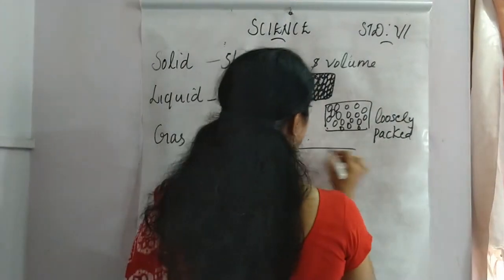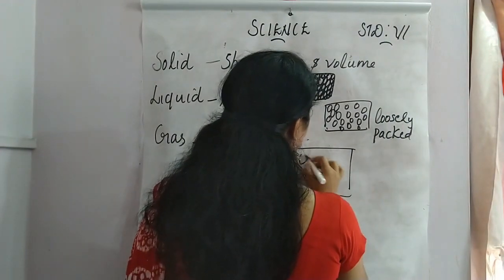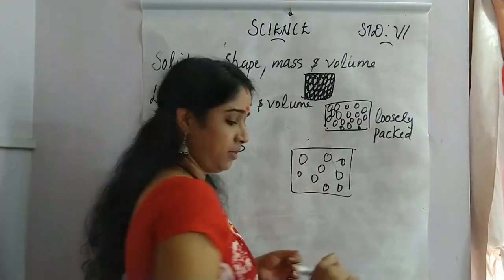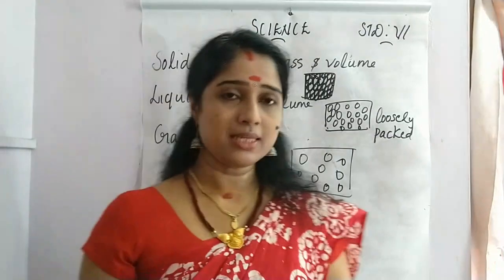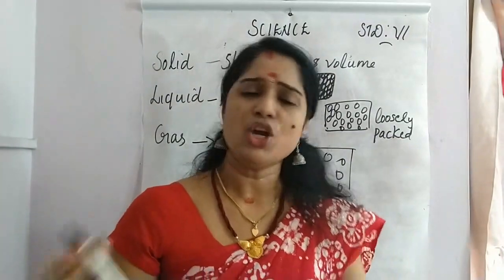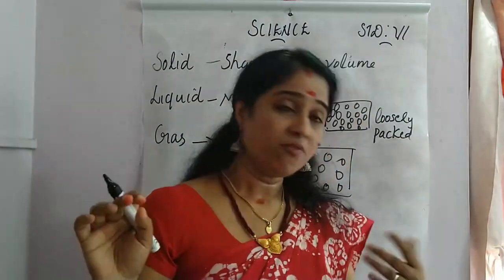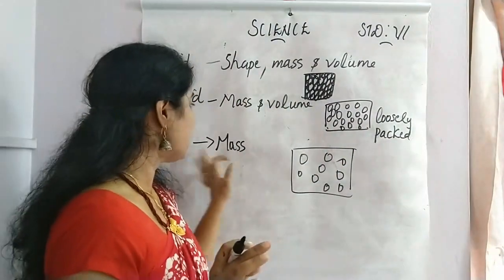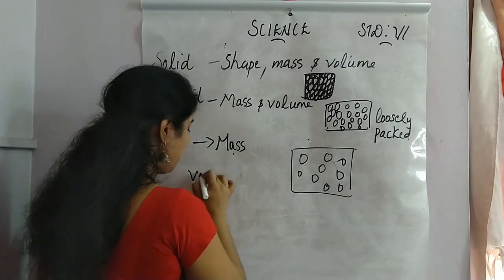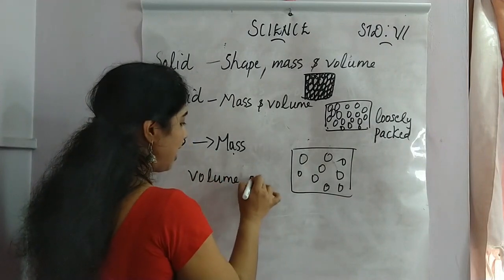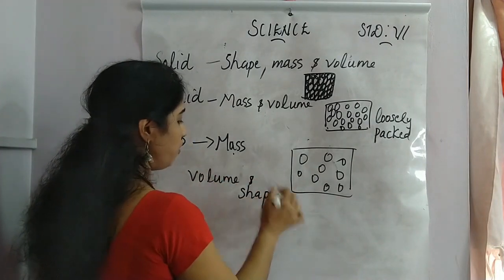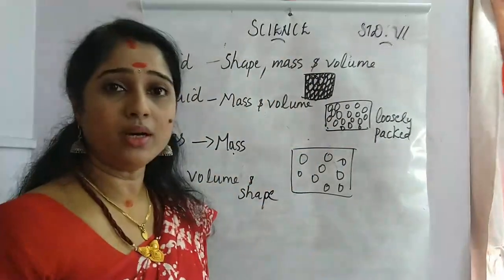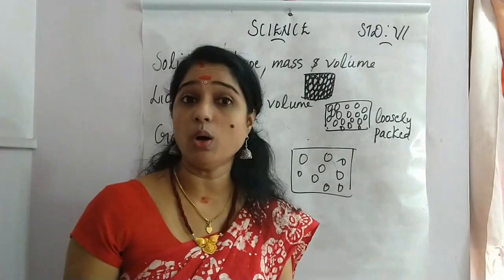The molecules of gas are completely free to move. They can move wherever they like. No control over them. Wherever they like to move, they are free to move. So the gas has got particular mass, but no volume and shape. We cannot measure the volume of the gas. When it is released, definitely it can spread throughout the place, throughout the room or throughout the hall, wherever it is.